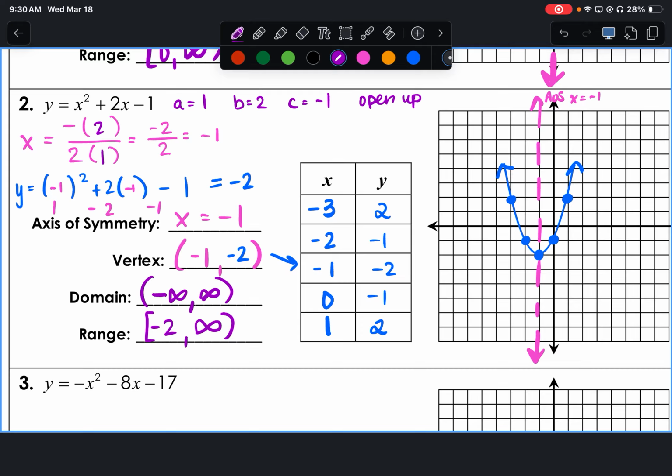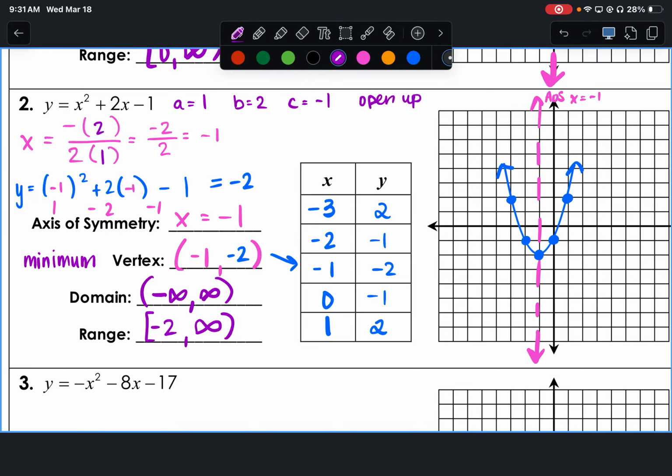Would that be a minimum or a maximum? Minimum. Okay, that vertex right there is a minimum. Do we have to look at this if it asks? As we're going through it, I'm going to randomly ask just so we make sure we remember.